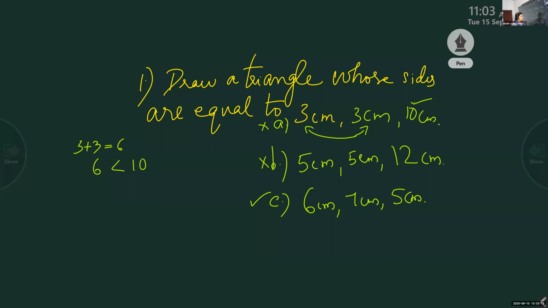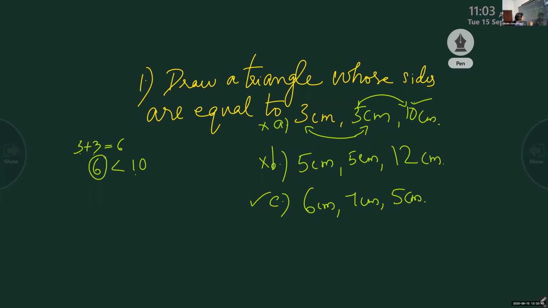When you take the other two sides, 3 and 10, and compare with this, it is greater, 13. But when you add two sides and compare with the third side, the sum is less than the third side. Isn't it? The sum is less than the third side. So, next we can see.